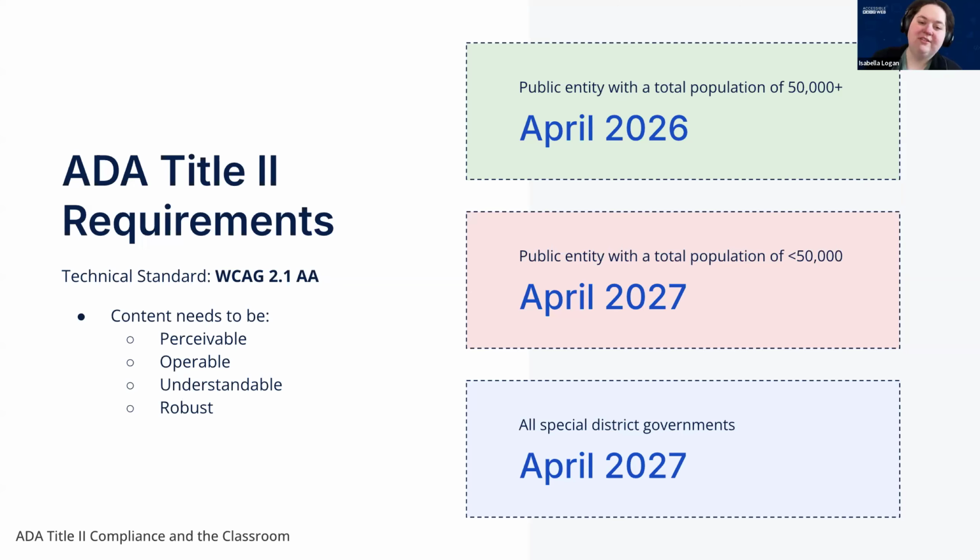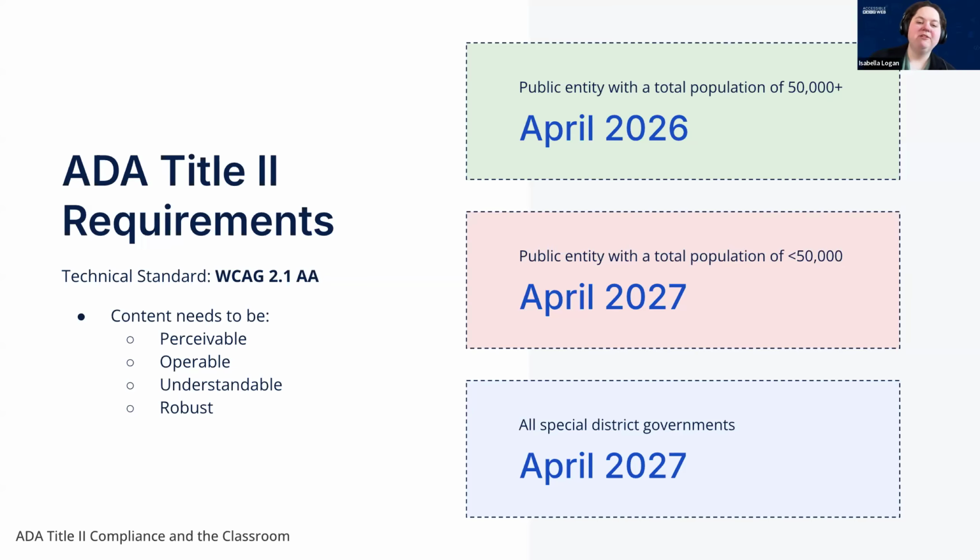The third principle is understandable. Information and the operation of user interface components must be understandable to everyone. An example of this principle would be making sure that a page's default human language can be determined programmatically. So if your page is in English, programmatically you have a lang attribute that says it's in English.